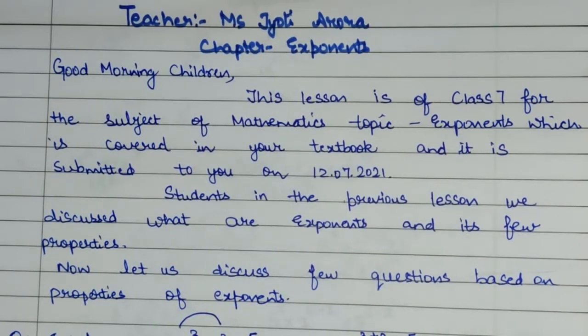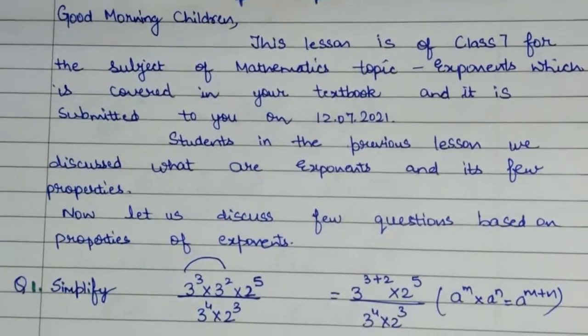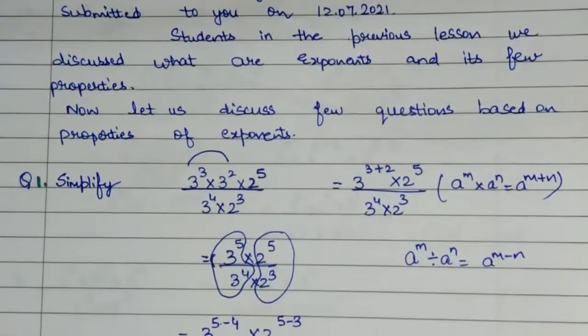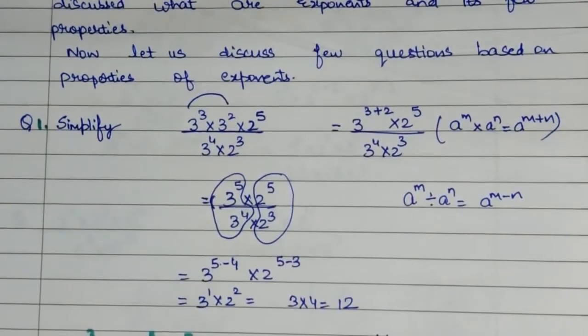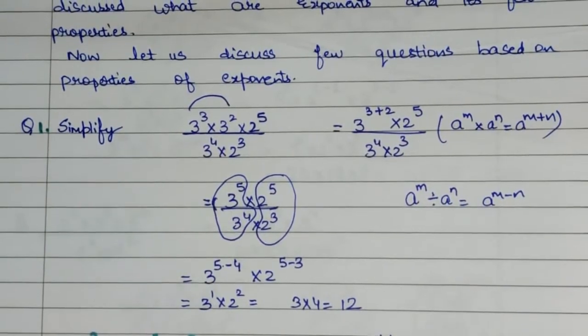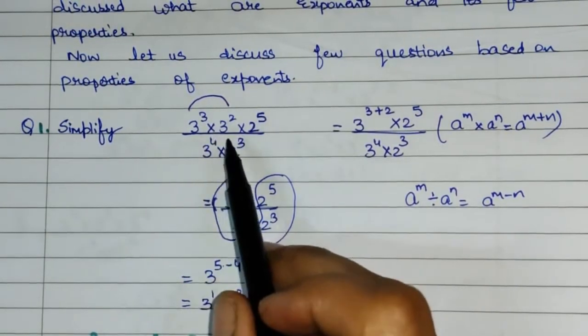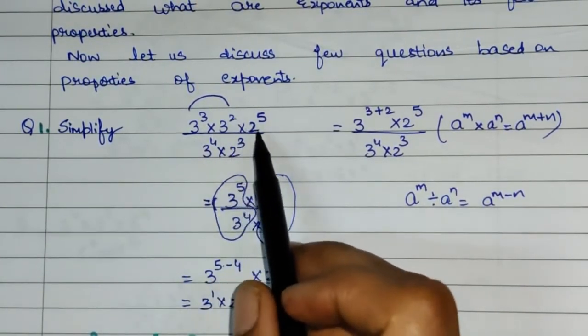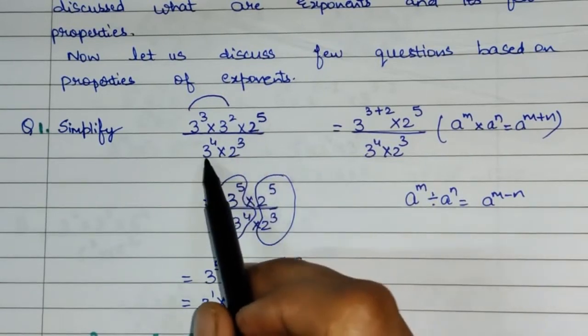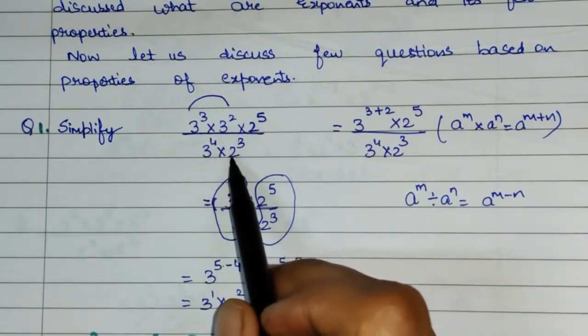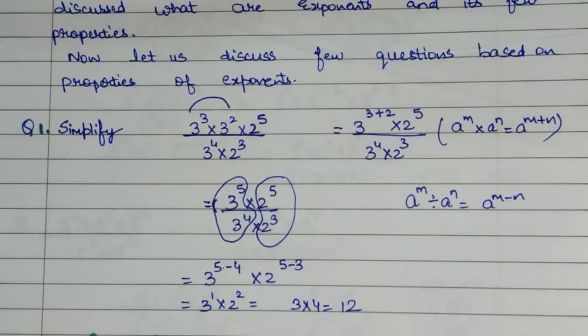Students, in the previous lesson, we have discussed what exponents are and a few of their properties. Now let us discuss a few questions based on the properties of exponents. The first question is, we have to simplify 3 raised to power 3 into 3 raised to power 2 into 2 raised to power 5 upon 3 raised to power 4 into 2 raised to power 3.